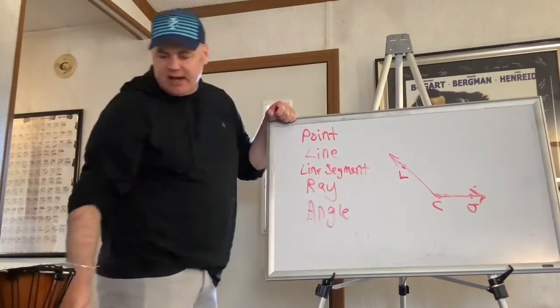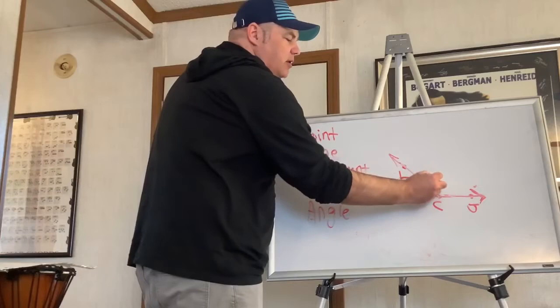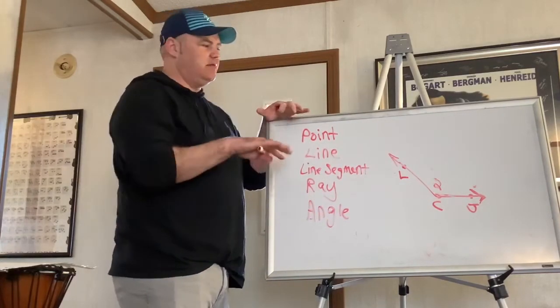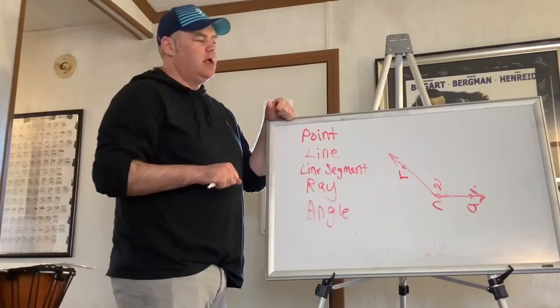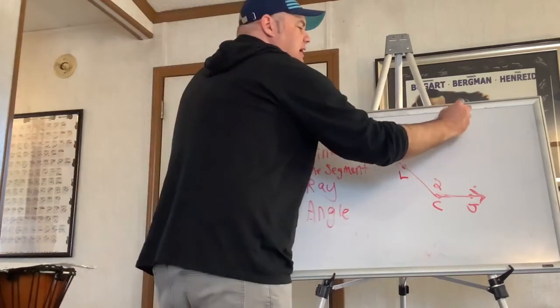Now we need to look at how to name the angle as a whole. And at this time I'm going to put a little number in here. That number can be any number, 1, 8, 7, 4, 2, it can be any number. I'm going to explain why that is when we go to name this angle.